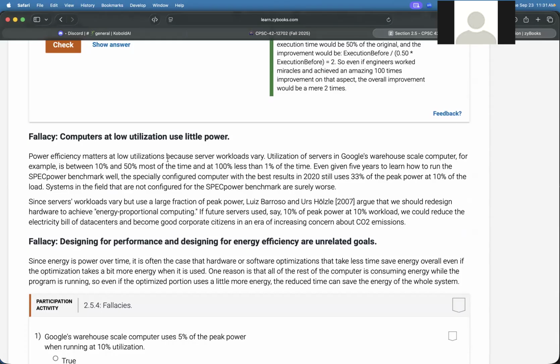Power efficiency matters at low utilizations because servers' workloads vary. Okay. Computers at low utilization use little power. I mean, that's more true now than it used to be. Their utilizations are often low, but as they're saying in here, a computer in 2020 uses 33% of its peak power at 10% load. So yeah, it's still significant power, like 33% of its max power, even when you're not using it.